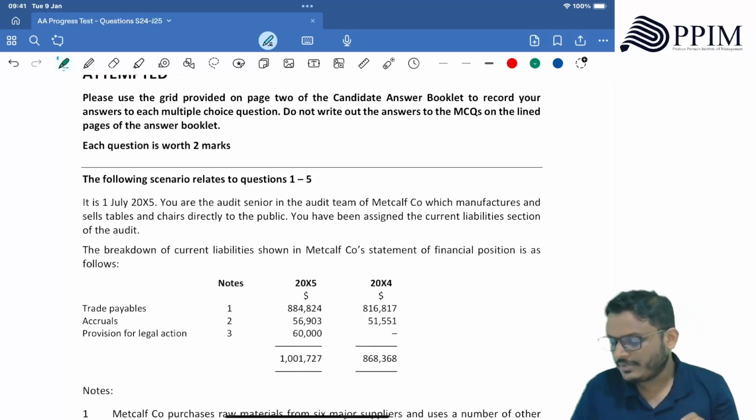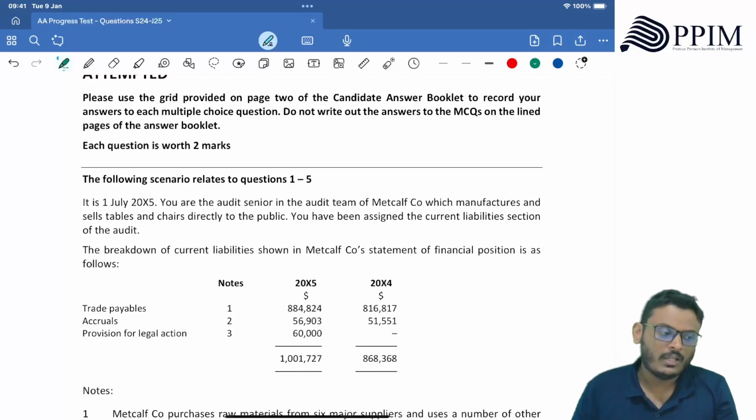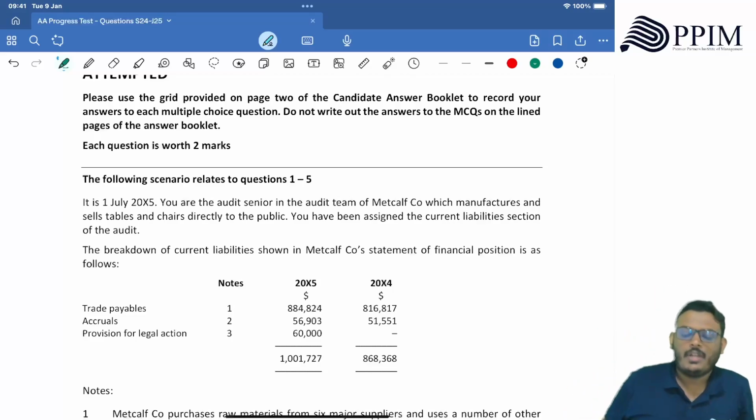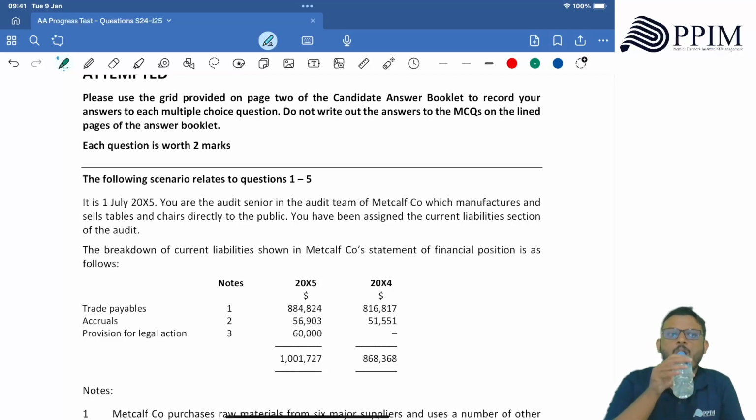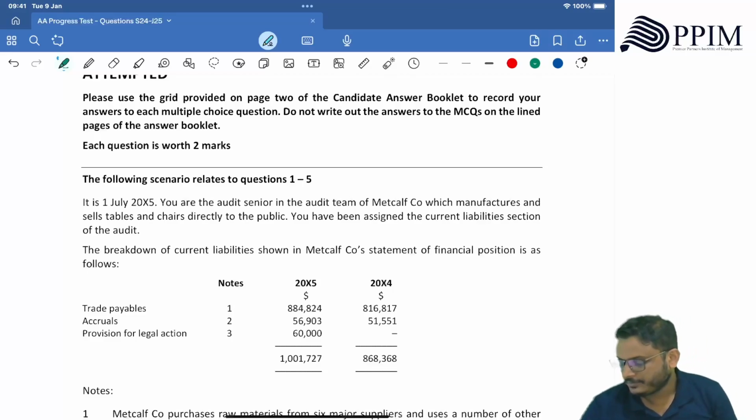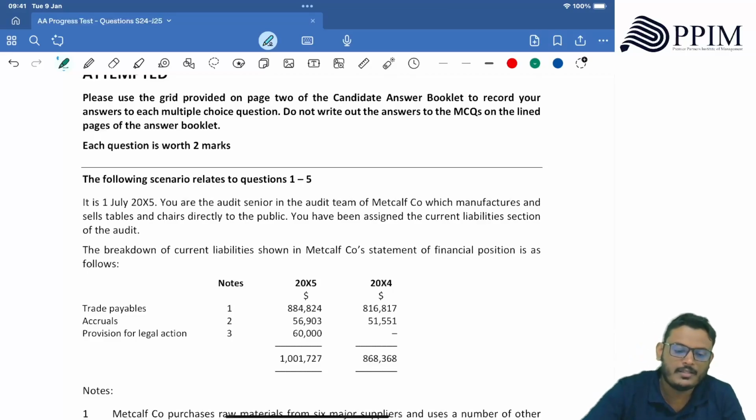So if you look at this particular question, it deals with substantive procedures, because if you look at here, they gave financial information also. Read this question. Yes, see, the following scenario is related to question number 1 to 5.